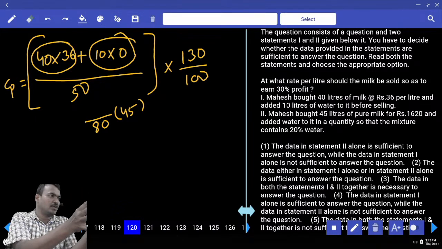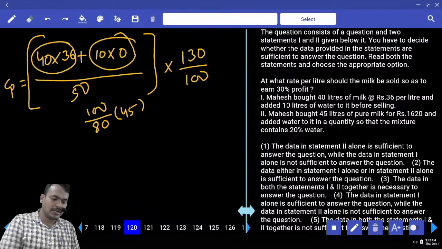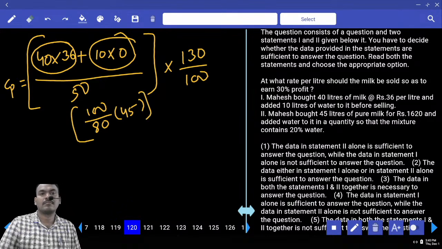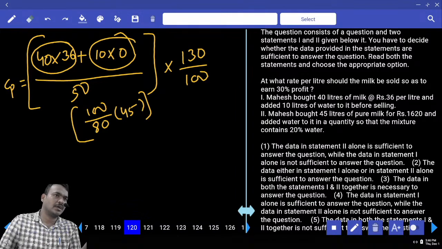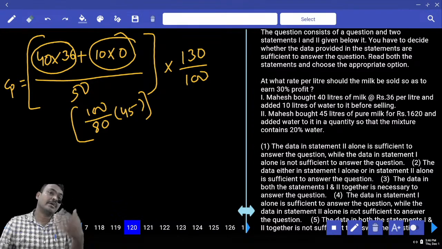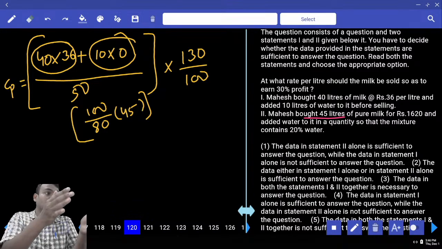Out of the mixture, 20% is which one? Water. Remaining 80% milk. Then the total mixture is 100 by 80 into 45 or not? Yes or no? Mixture is nothing but milk and water together. In that mixture, 20% is which one? Water or not? Remaining 80% milk. But milk is how many liters? 45. Means 80% value is 45 liters. Total mixture is how much percent? 100% or not? What is the 100% value? 100 by 80 into 45 or not? It is the total mixture quantity.